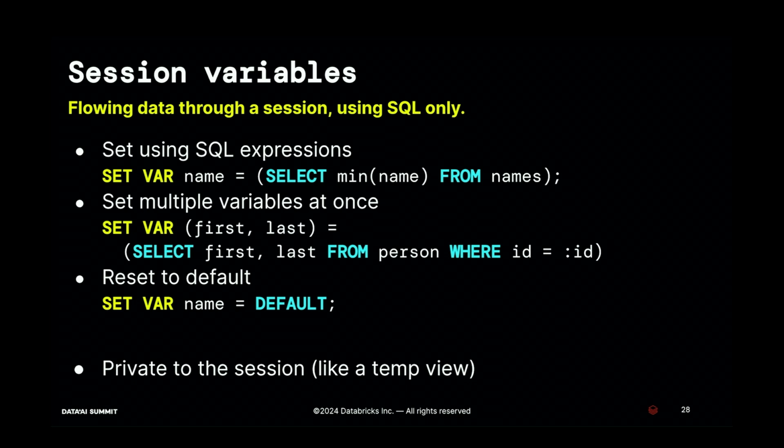You can also set more than one variable at a time. So you can actually select a row from a complex query and then assign that, which may be based on a widget in this case, like this colon ID. You can even reset a variable to the default without having to remember what the default was. Just say set var name equals default.